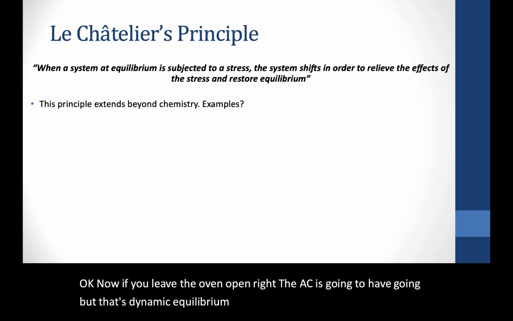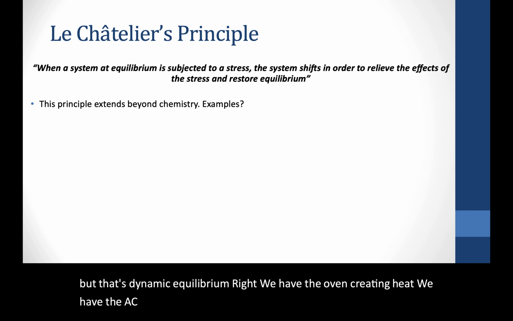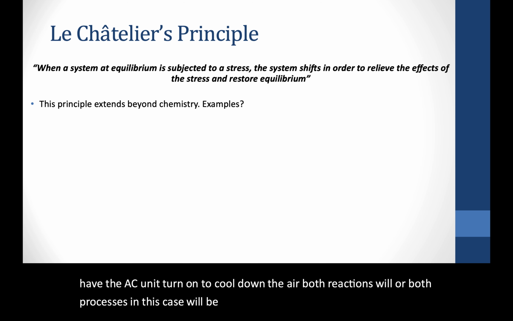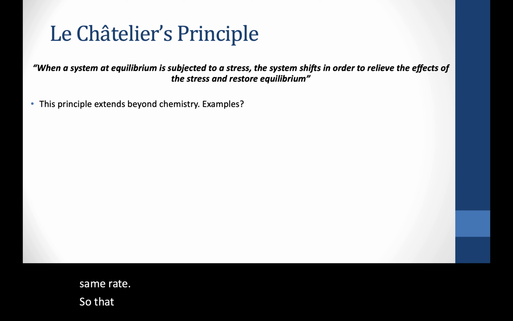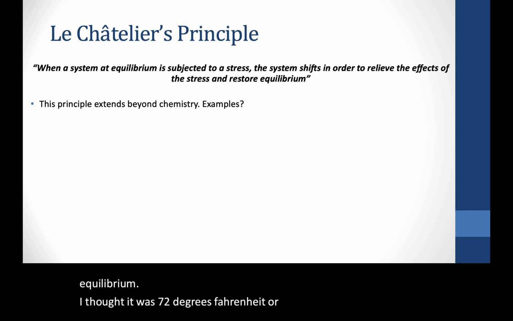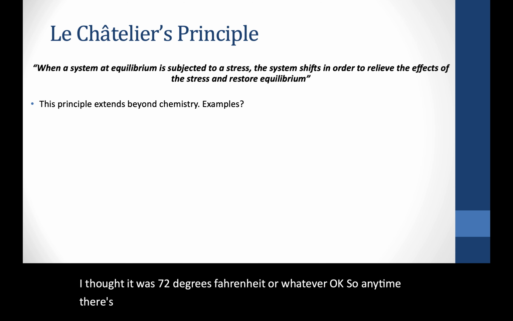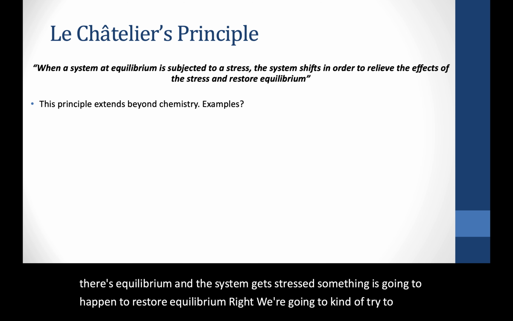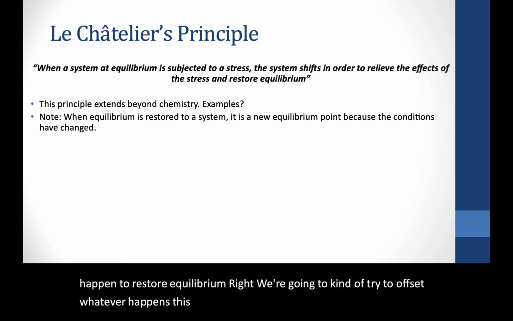We have the oven creating heat. We have the AC unit turn on to cool down the air. Both processes in this case will be happening simultaneously, but at the same rate, so that the temperature won't change. So we keep that equilibrium at 72 degrees Fahrenheit or whatever. So anytime there's equilibrium and the system gets stressed, something's going to happen to restore equilibrium. We're going to try to offset whatever happens. See if you can come up with some other examples there.